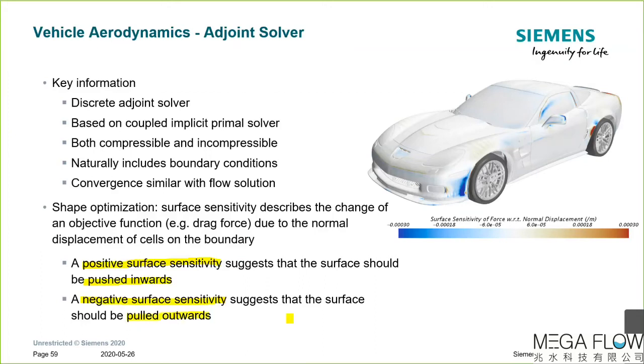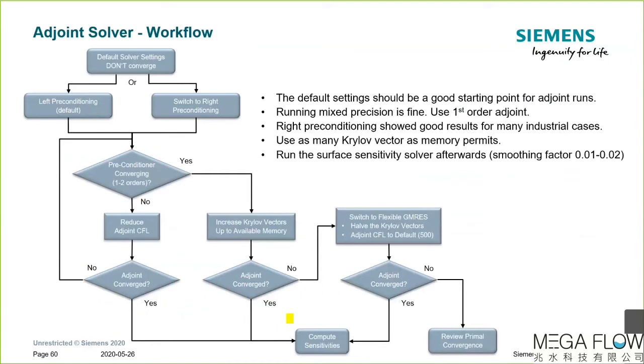We worked a lot on the coupled solver in the last years. We improved a lot the convergence behavior, but also the requirements in terms of primal convergence, and we really made some great progress here. You can also find here a workflow recommendation. Well, it looks complex, but it is not complex. I would say start with right preconditioning, use first order adjoint, and use as many Krylov vectors as memory permits, and then you're good to go. I gave it a try for many industrial cases, and it works really, really nice.